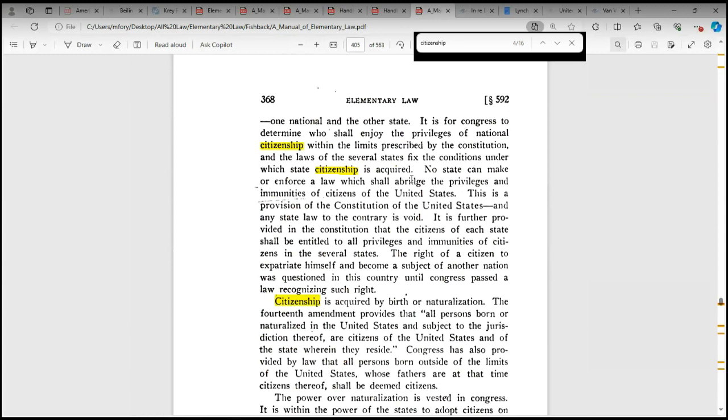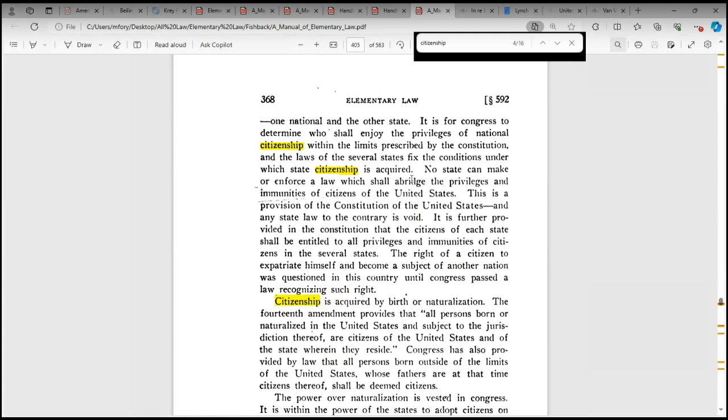It is further provided in the Constitution that the citizens of each state shall be entitled to all the privileges and immunities of the citizens of the several states. So that's a state right? State privilege. The right of a citizen to expatriate himself and to become subject to another nation was a question in this country until Congress passed a law recognizing such rights.